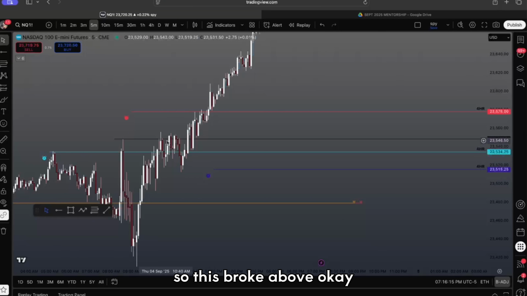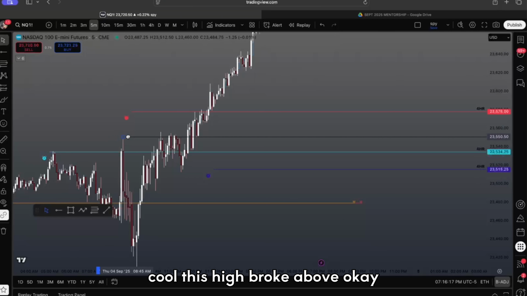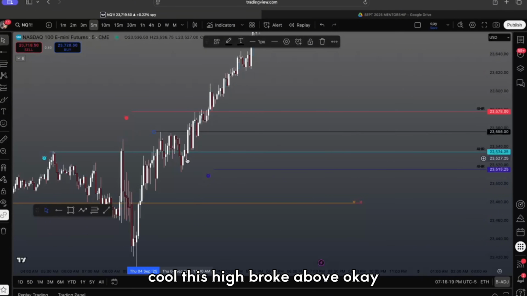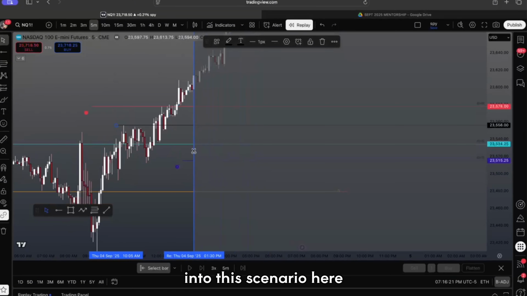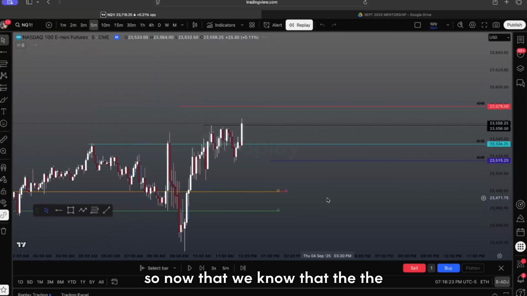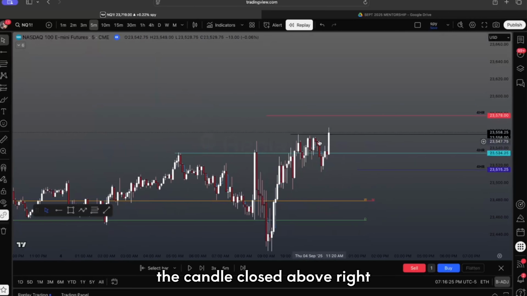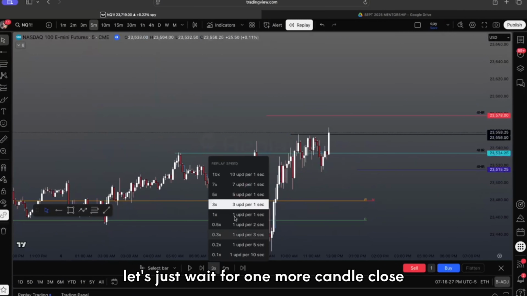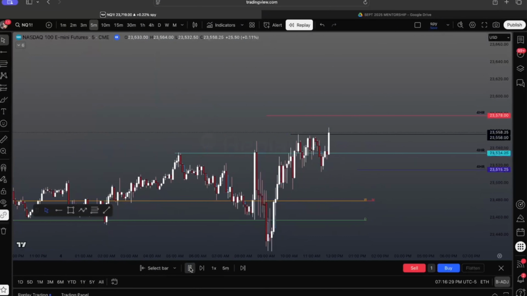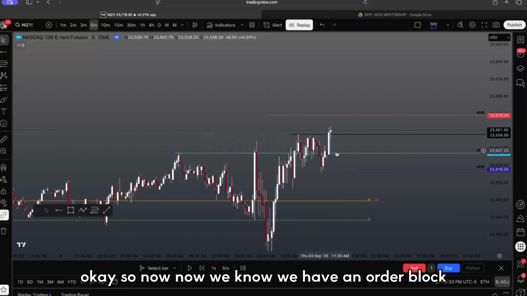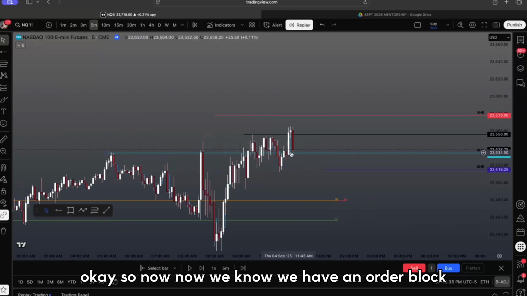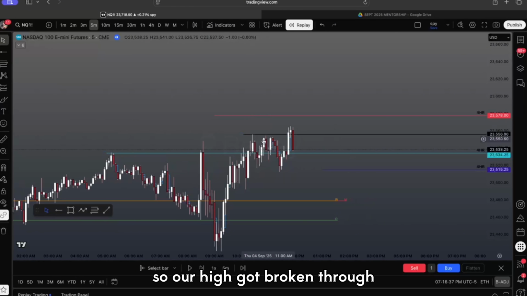Okay, so this broke above. Okay, cool. This high broke above. So now let's go ahead and plug the 4 steps into this scenario here. So now that we know that the candle closed above, let's just wait for one more candle close and let's see what happens. Okay, so now we know we have an order block. We had a structure shift to the upside. So our high got broken through. So now we have new lows, right?